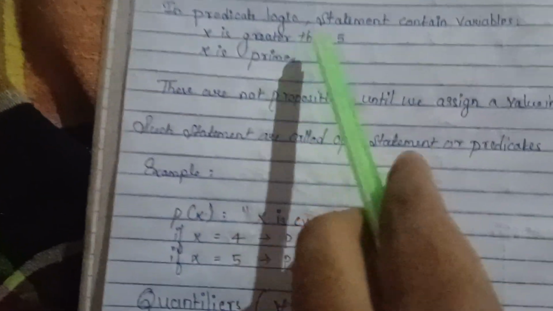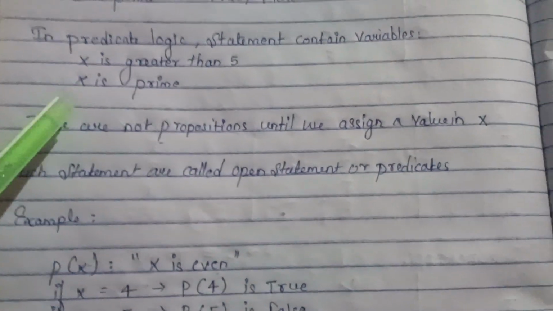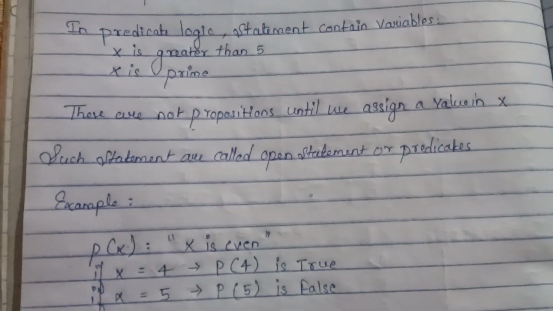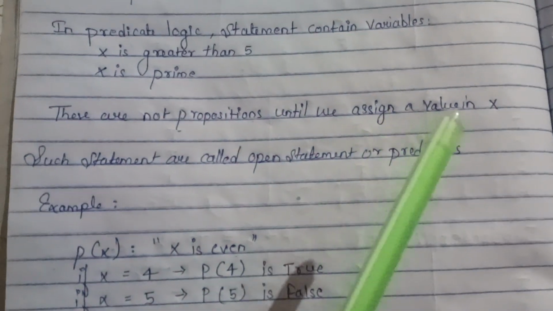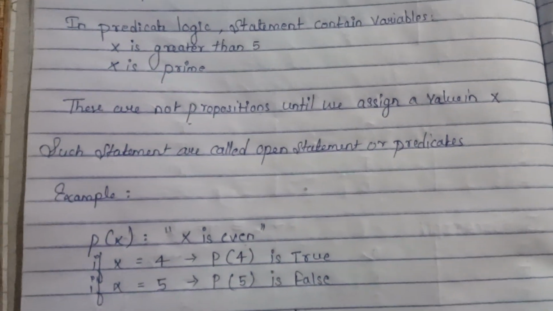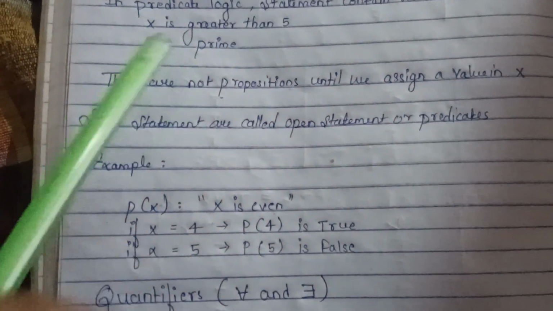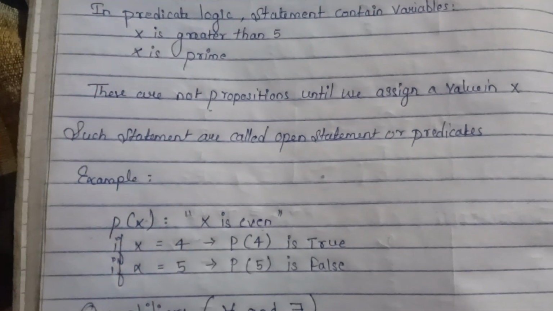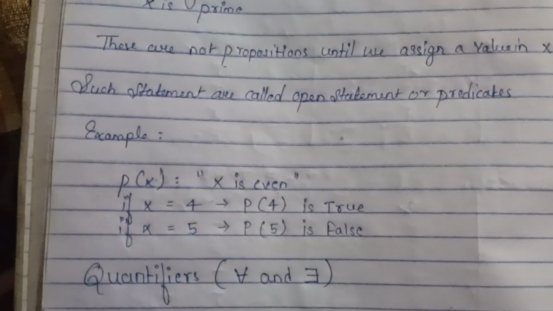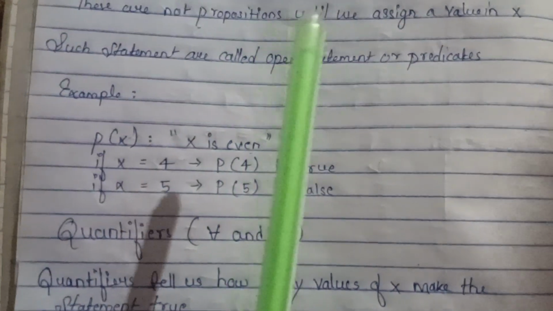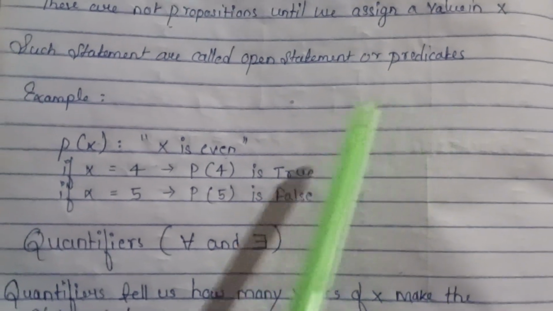Okay, so x is greater than 5, x is a prime number. They are not propositions until we assign a value to x, right? So they could be anything until we assign a value to x, then they become propositions. Such statements are called open statements or predicates.